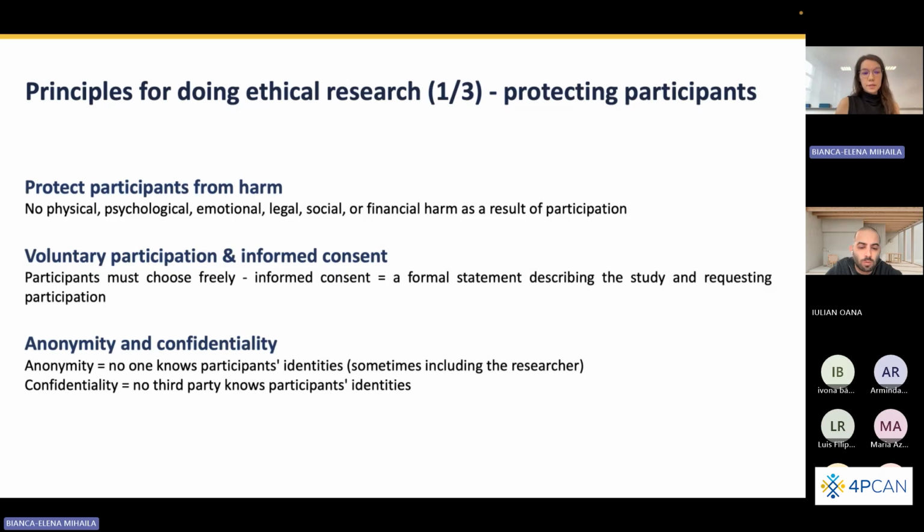Of course, there is voluntary participation, and the potential participant should sign an informed consent, which is a formal statement describing the study and what his or her participation means and what we are requesting from that person, and of course anonymity and confidentiality to protect data.